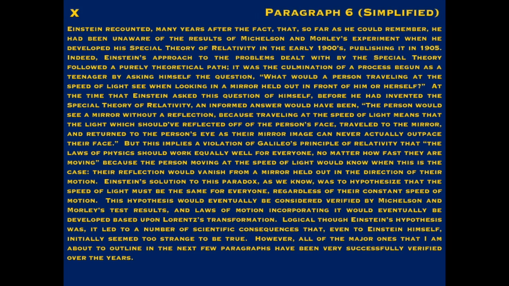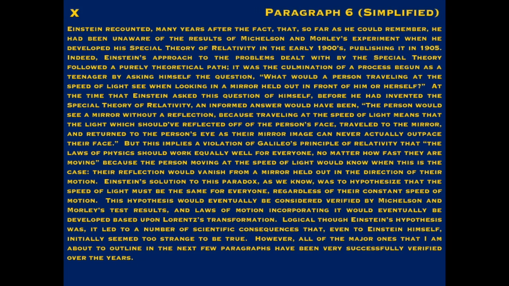At the time that Einstein asked this question of himself, before he had invented the special theory of relativity, an informed answer would have been, the person would see a mirror without a reflection, because traveling at the speed of light means that the light which should have reflected off of the person's face, traveled to the mirror, and returned to the person's eye as their mirror image, can never actually outpace their face. But this implies a violation of Galileo's principle of relativity that the laws of physics should work equally well for everyone no matter how fast they are moving, because the person moving at the speed of light would know when this is the case. Their reflection would vanish from a mirror held out in the direction of their motion. Einstein's solution to this paradox, as we know, was to hypothesize that the speed of light must be the same for everyone, regardless of their constant speed of motion.